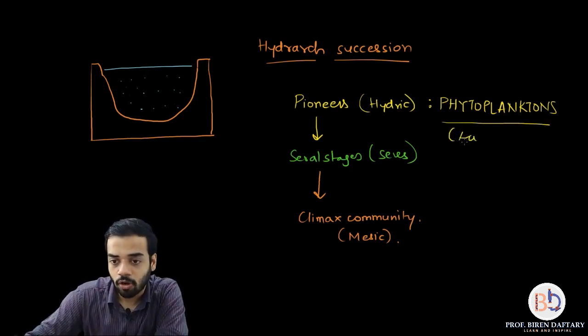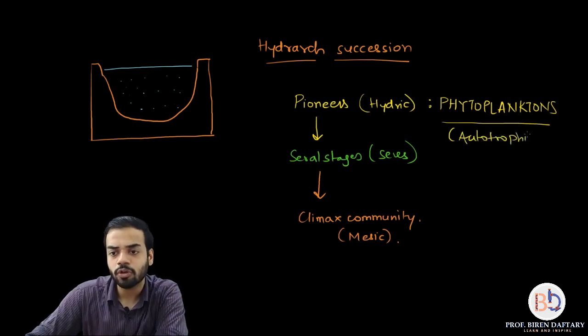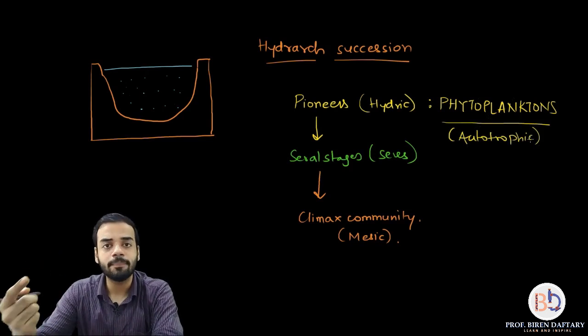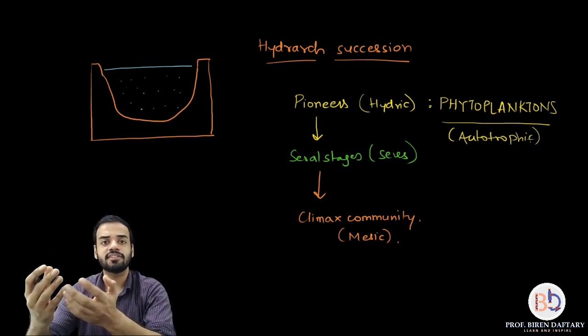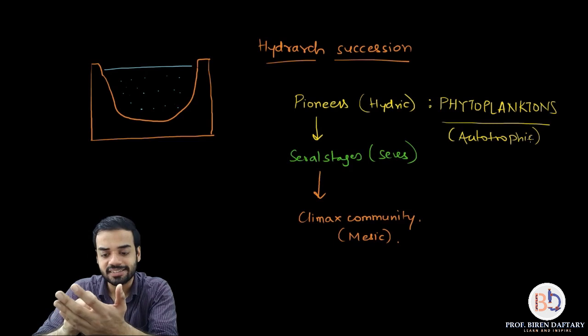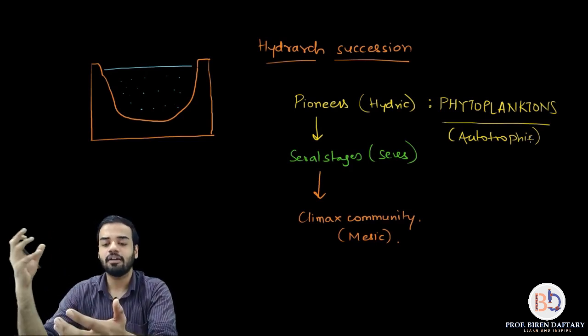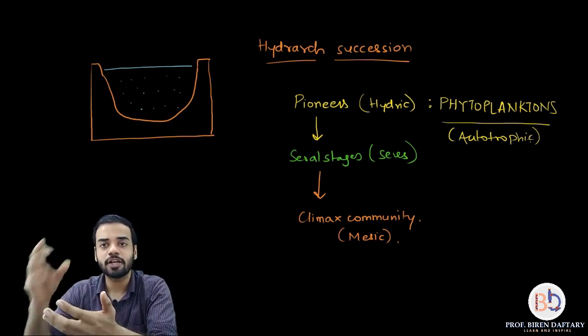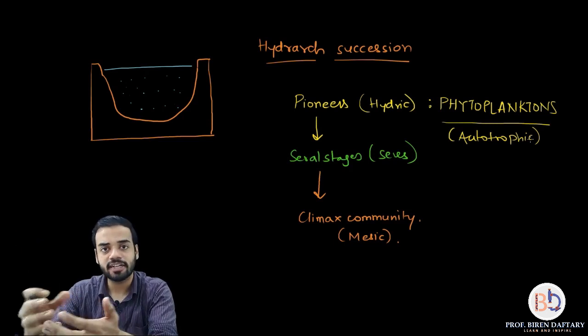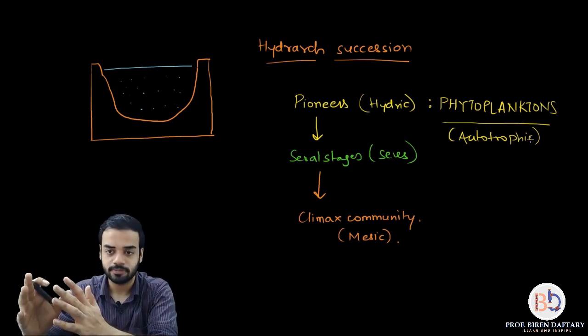What do you mean by autotrophic? Autotrophic means that they can prepare their own food. So they have chlorophyll pigments which help in photosynthesis. Everybody knows what photosynthesis is. With the help of sunlight, water and carbon dioxide, these phytoplanktons will prepare their own carbohydrates and use them as food, so they are the producers.